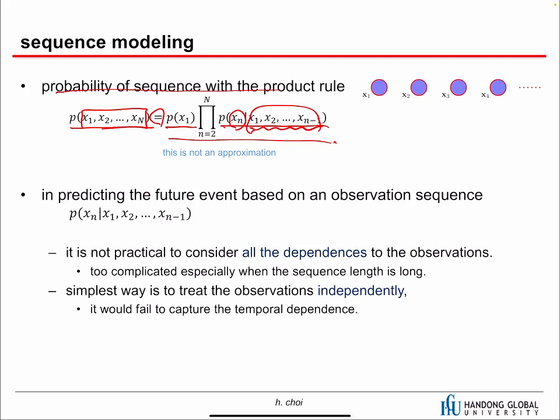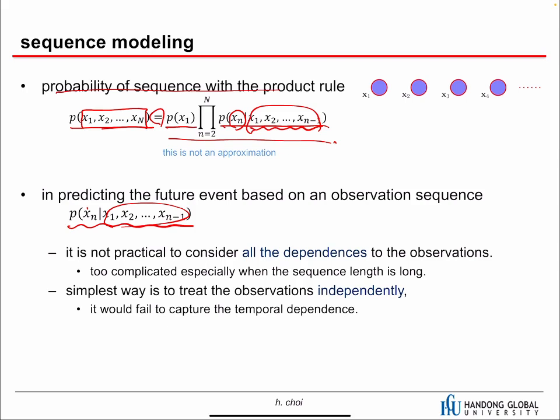In predicting a future event based on this observation sequence, we are interested in this probability. It is not practical to consider all the dependencies to the observations. If we have a long sequence, then the length of the previous history could be like 100. Then we need to capture all the relationships between xn and x1, x2, up to xn minus 1. So it's really complicated.